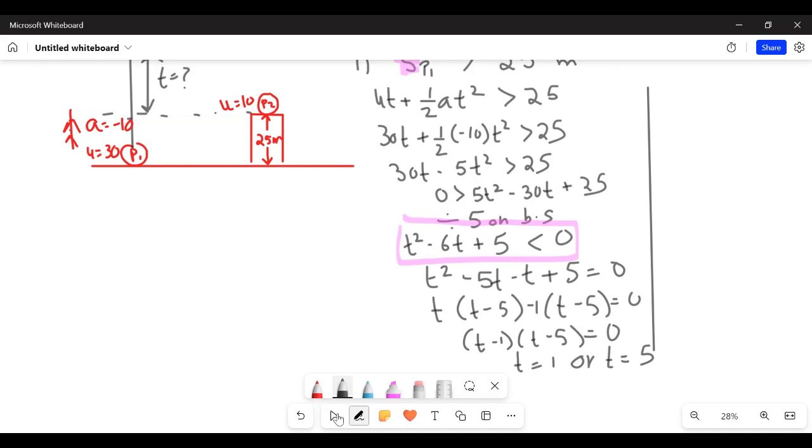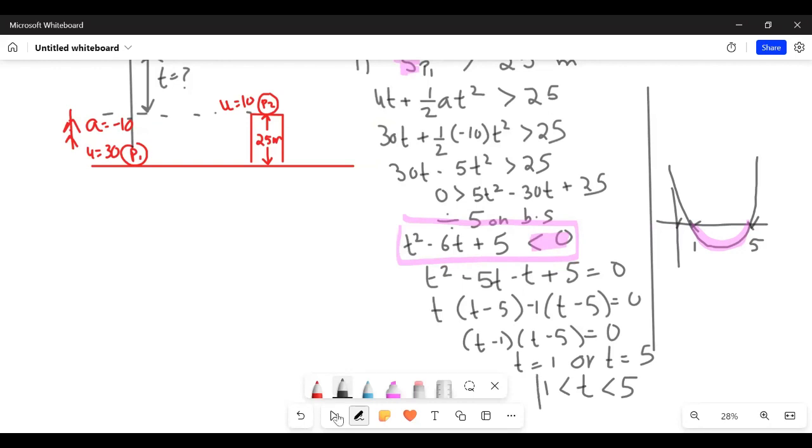You plot the critical values. It's 1 and 5. Then draw the quadratic equation. The value is less than 0. Quadratic equation is less than 0. That means we're talking about this region. What are the values of t in this region? Aisha, T is less than 5 and greater than 1. Yes, t is between 1 and 5. So greater than 1 and less than 5.